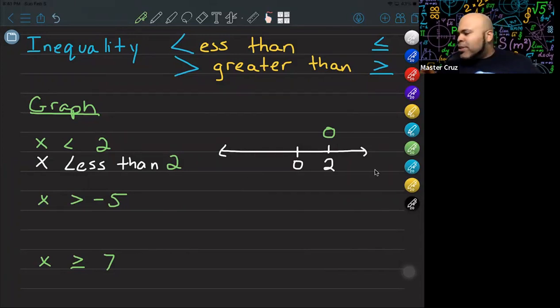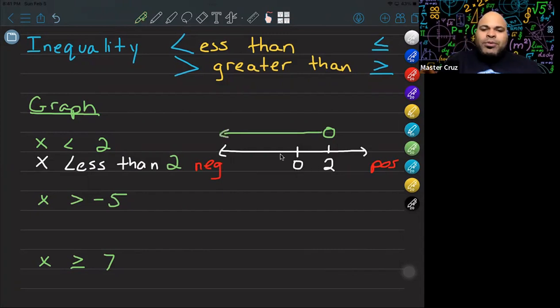Well, hopefully you remember that negative numbers are to the left and positive numbers are to the right, always. So that means that the numbers that are negative are less than 2. We're going to go to the left. These are where the numbers less than 2 are, right? This is 1, 0, -1, -2. So any of these numbers, if I were to label them, which you don't have to, this is just for explanation purposes, they're all less than 2. So I'm going to go to the left. And this is the graph of X is less than 2.